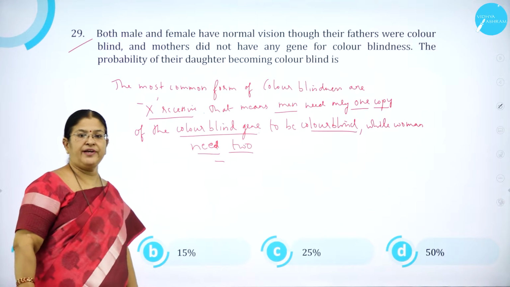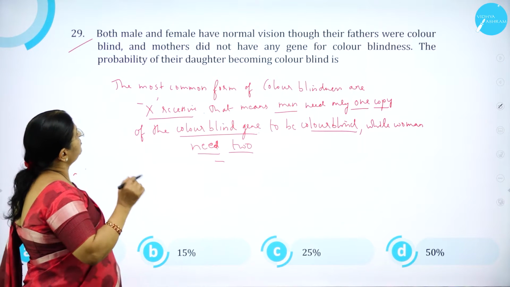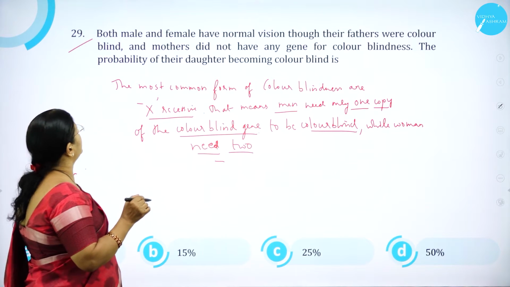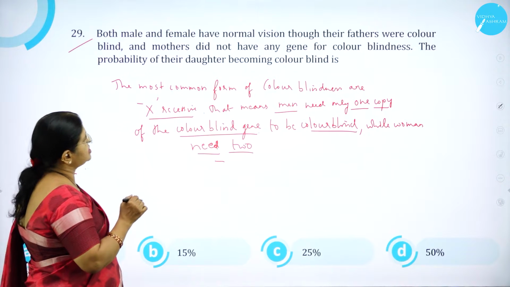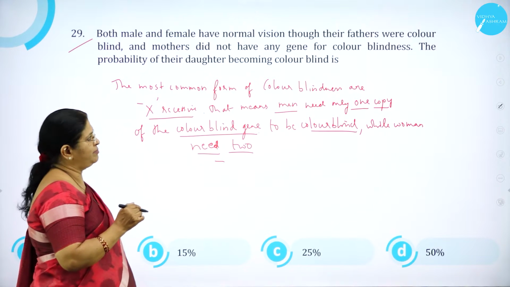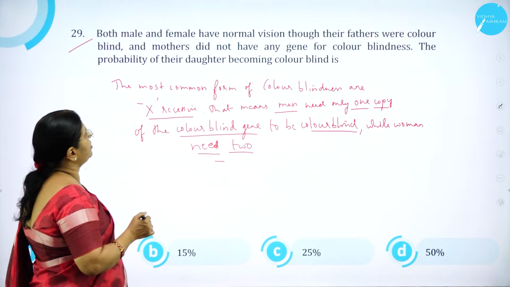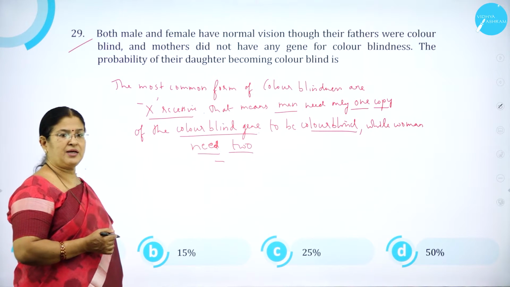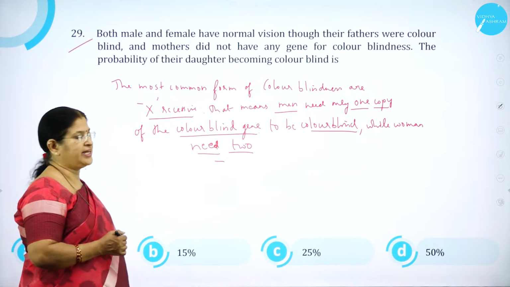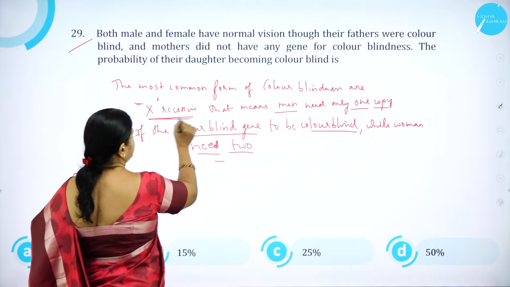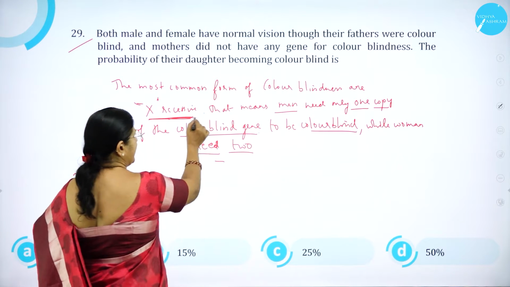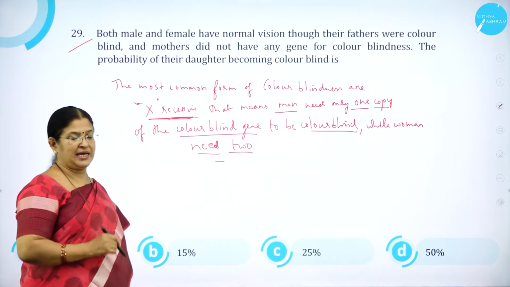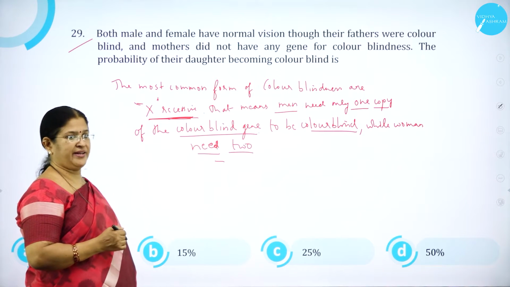Moving on to the 29th question. Both male and female have normal vision though their fathers were color blind and mothers did not have any gene for color blindness. The probability of the daughter becoming color blind is... I think all of us know that color blindness is an X-linked inheritance, that is, it is X recessive. That means usually we find that the males are the targets and the females are the carriers.